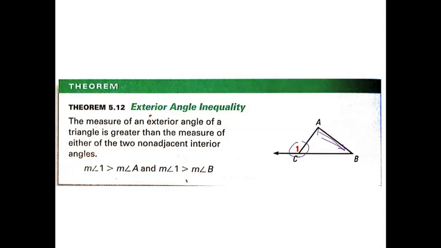Well, what that means then is that angle 1 is bigger than each of the angles individually. It's the same as the two angles added together, but if I'm just comparing angle 1 to angle A, or I'm just comparing angle 1 to angle B, angle 1 wins. It's the bigger angle. Pause if you need to.